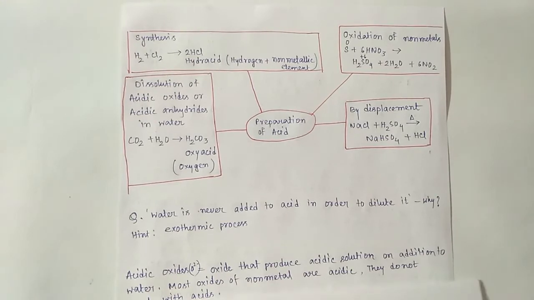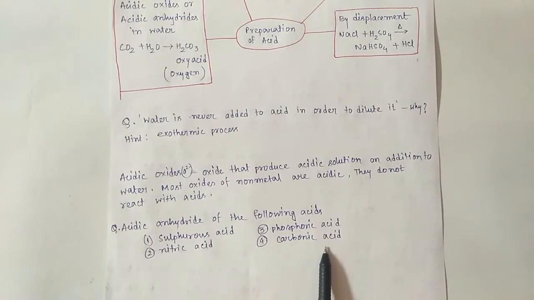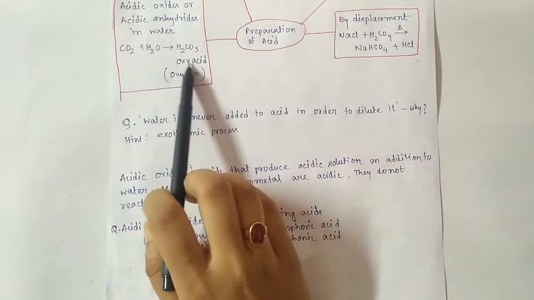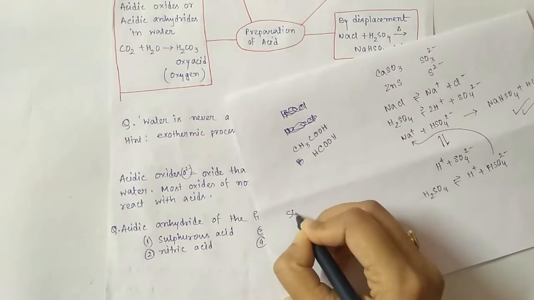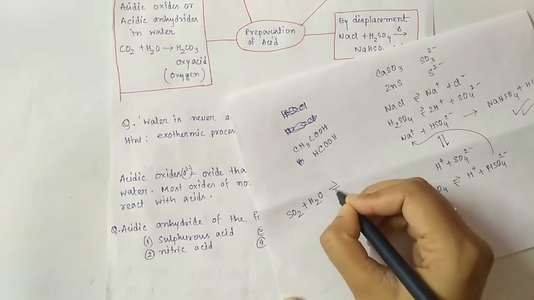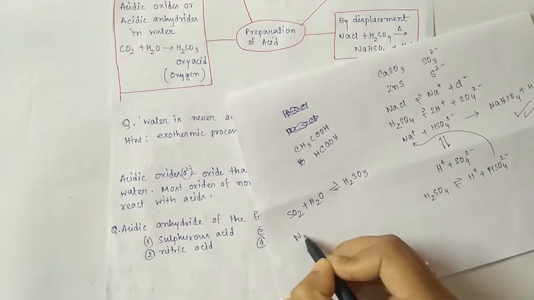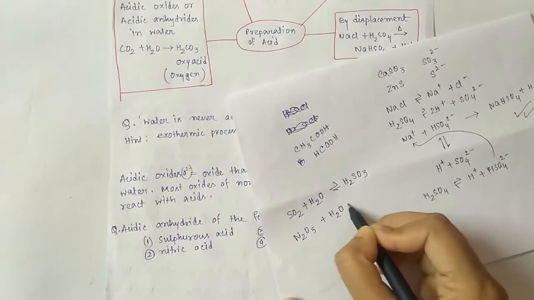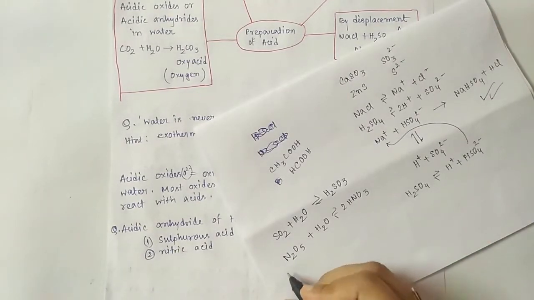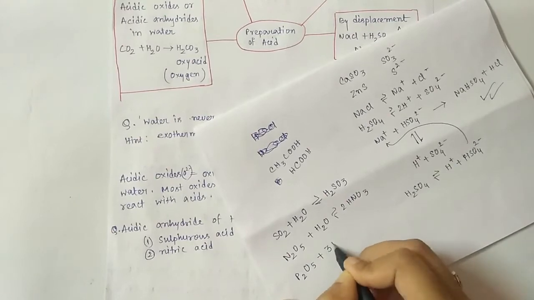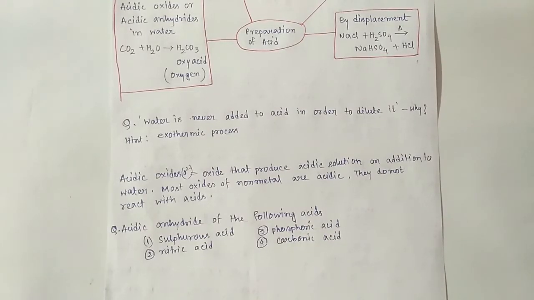And one last question for you: what is the acid anhydride of the following acids? For carbonic acid, I have told you that this is CO2. CO2 is the acid anhydride. For sulfurous acid, your acid anhydride will be SO2, sulfur dioxide, plus H2O, and thus produce H2SO3 or sulfurous acid. For nitric acid, it will be N2O5 plus H2O, it will produce 2HNO3. For phosphoric acid, H3PO4, there will be P2O5 plus 3H2O, and thus it will produce 2H3PO4.